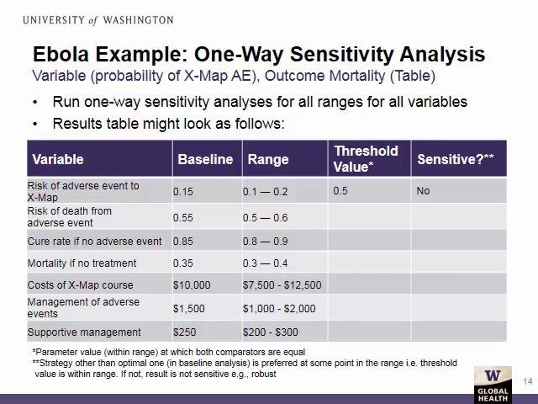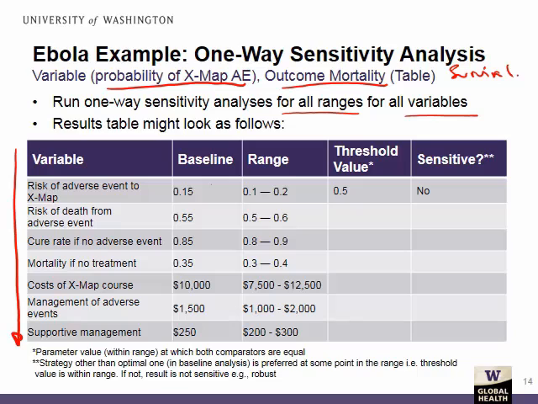Here is what the results of a one-way sensitivity analysis would look like, and the variable of interest is probability of XMAP adverse events, and the outcome is mortality or survival. And remember that you run the one-way sensitivity analysis for all ranges and for all variables. That is the way to do things. And you have this column where you have the different variables. You have the base estimate, the baseline estimate or the base case estimate, and you have the range in another column. And then you have the threshold, and this is the parameter value within the range at which both comparators are equal, like we saw in the previous slide.